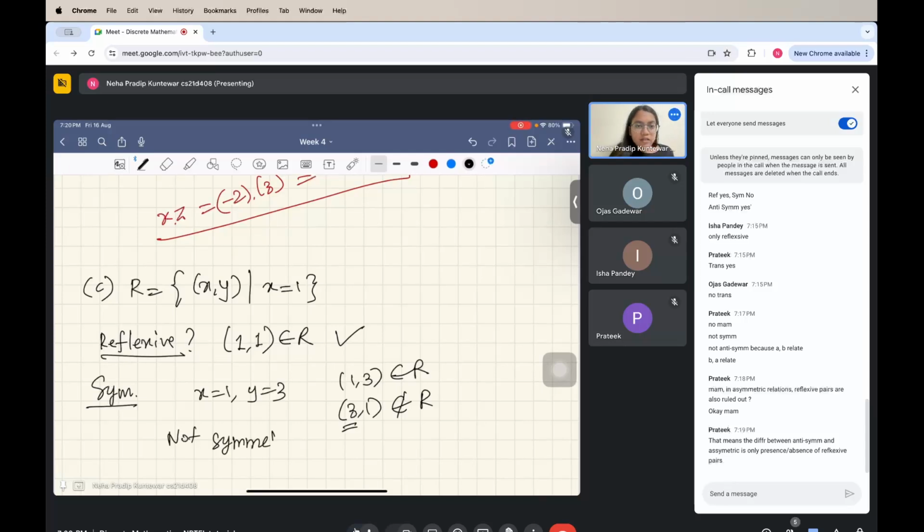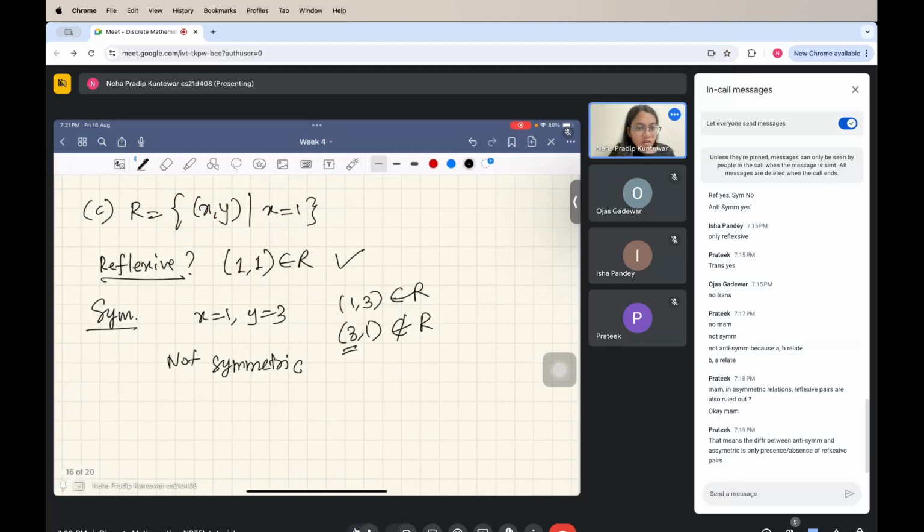And like I think Pratik or Ojas asked, this does not mean that the relation is antisymmetric. It just says that the relation is not symmetric. Now we have to separately check for antisymmetry. So what do you think? Is this also antisymmetric?